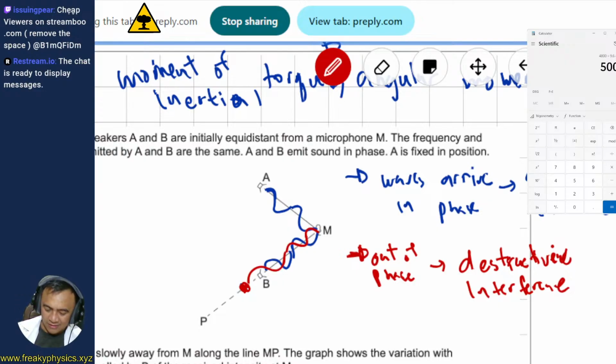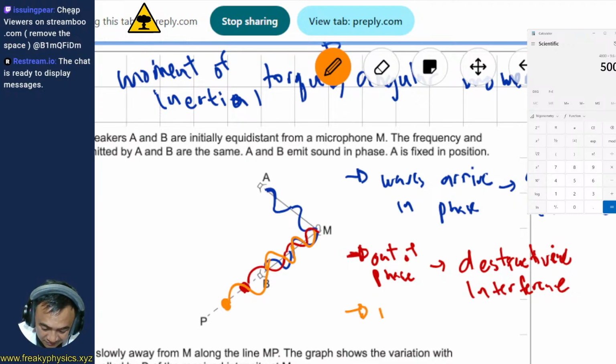How do we know it moved exactly the distance to make it destructive? The idea here is that B is moving constantly, so it's going to eventually hit that point where we have destructive interference. What do I mean by that? If we look at a third point, and I'm picking these at random, one, two, three, it's back in phase, so we have constructive again.